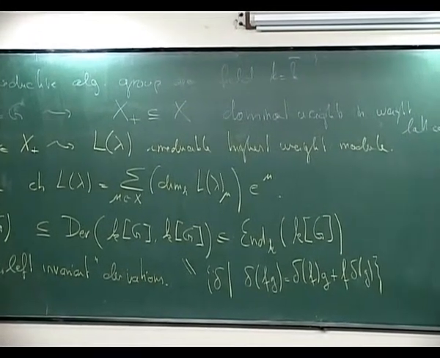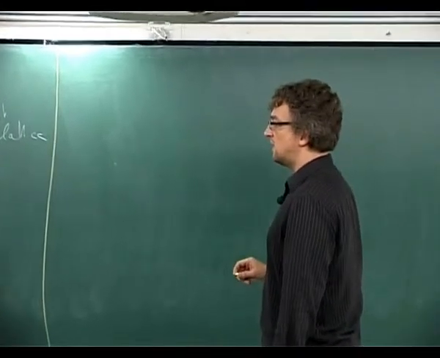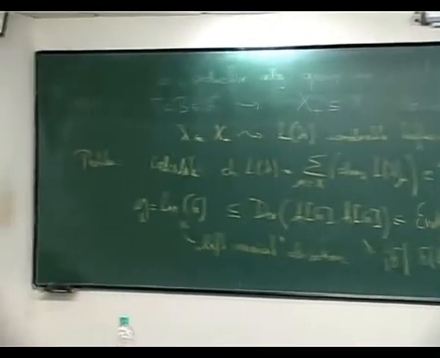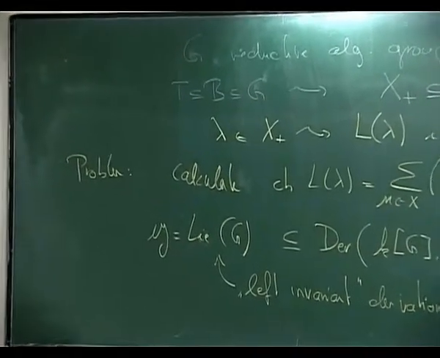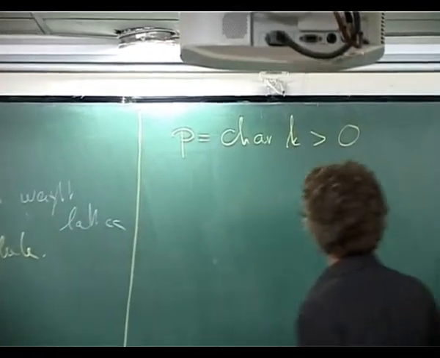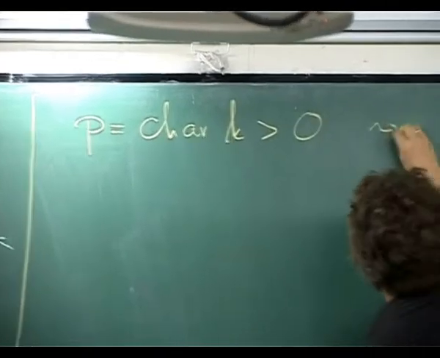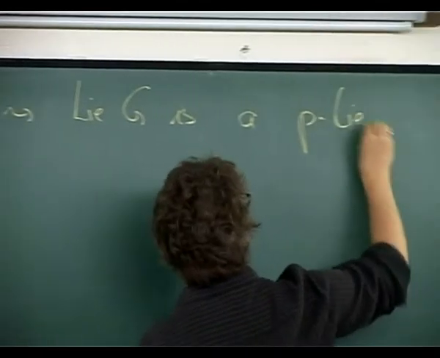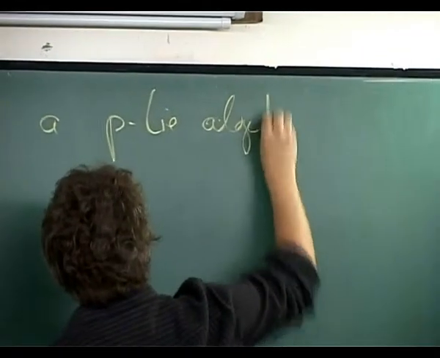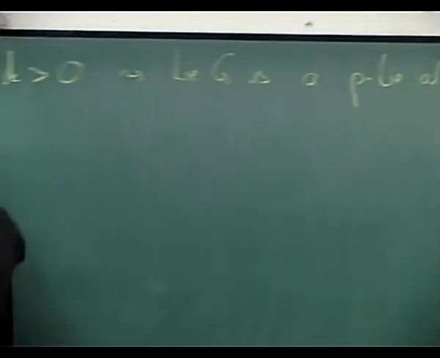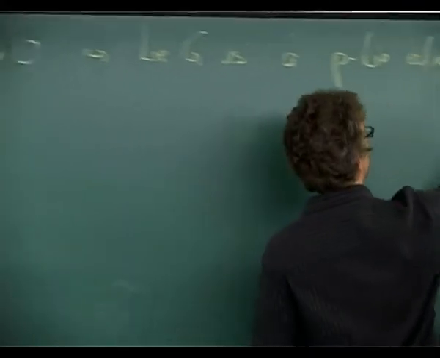But there's an additional structure that we will need further on. Namely, this Lie algebra is what is called a p-Lie algebra. In case p is the characteristic of the field K and it's bigger than 0, in this case Lie G is a p-Lie algebra. So what does that mean? It comes with a map which is the pth power, and it's constructed as follows.